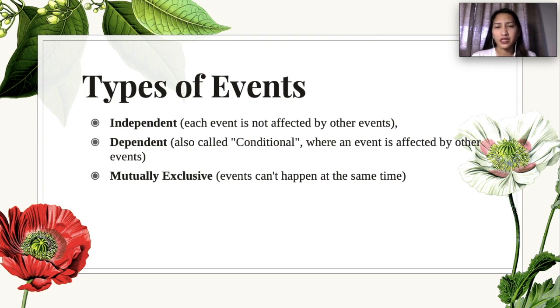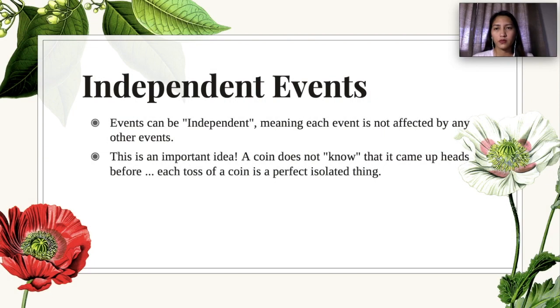When you say independent, lahat ng event or each event is not affected by other events. When you say naman dependent, ang iba pang tawag dito ay conditional, na kung saan ang isang event ay affected by other events. Ang mutually exclusive naman is that when events can't happen at the same time, then that is a mutually exclusive event. So let's discuss what these 3 events mean.